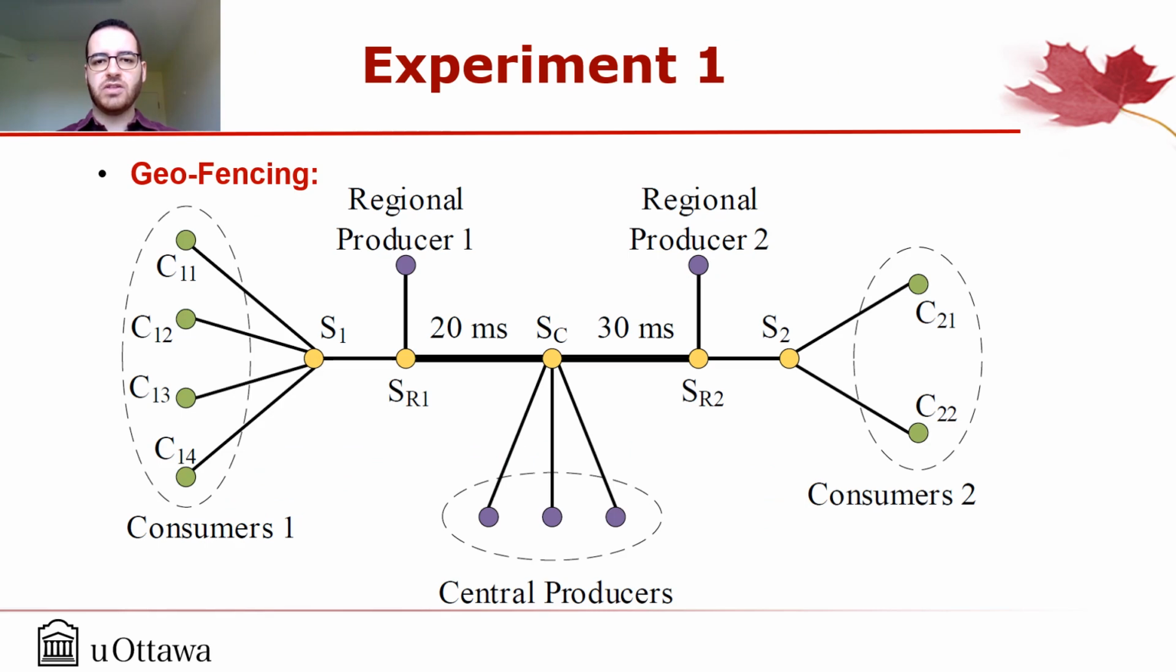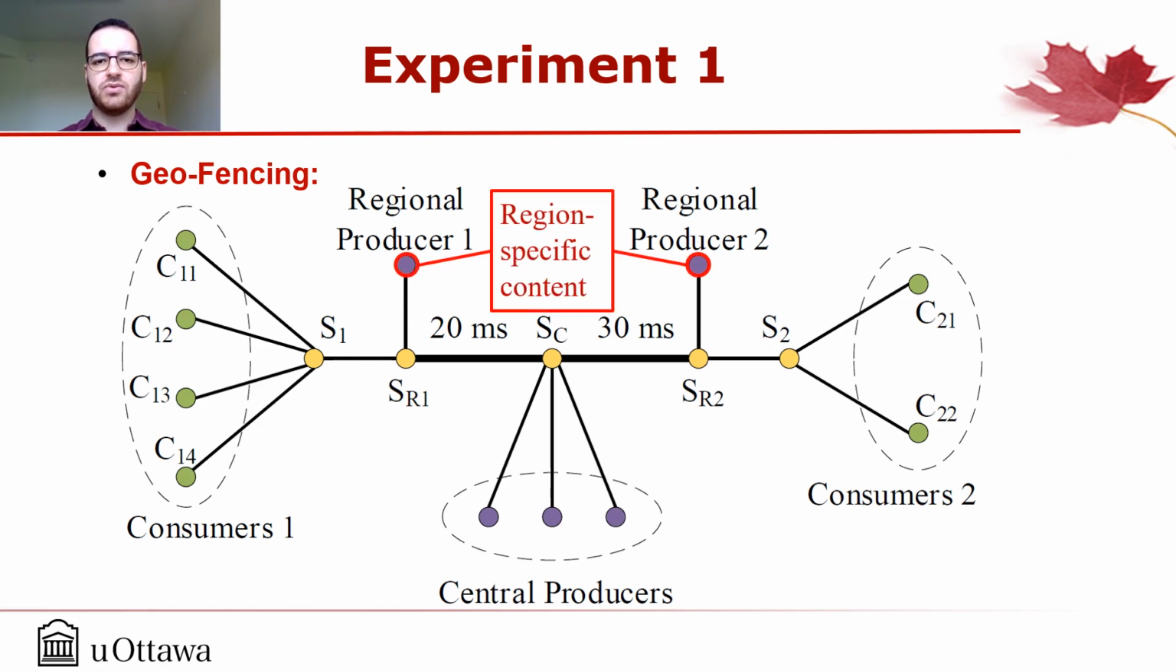The first experiment we ran is the scenario of a geofencing application. We have the following topology that contains two main consumer regions, consumers 1 and consumers 2. The consumers of every region can only access content specific to their region. This region-specific content is also cached in regional producers.